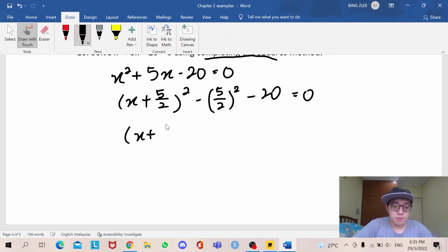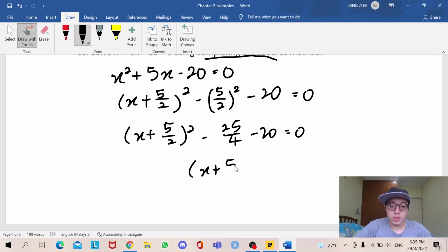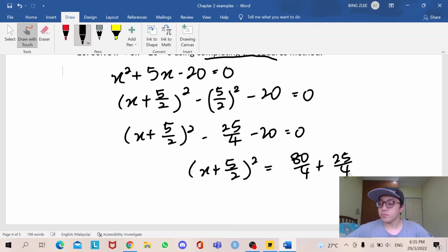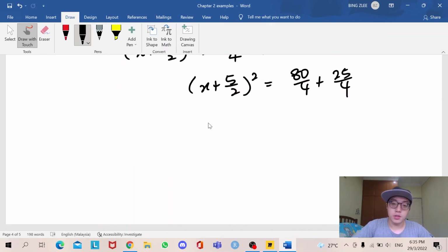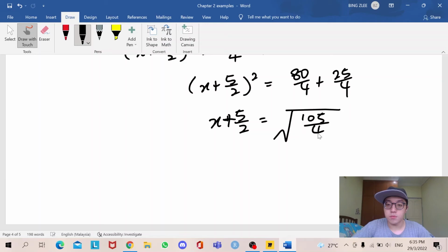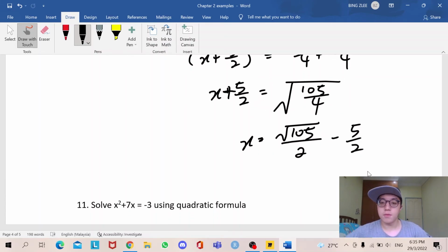So from here, we can further continue. Minus 25 over 4 minus 20 equals to 0. And then we will need to make x the subject. So we will get 80 over 4 plus 25 over 4. Then from here, we further continue to x plus 5 over 2 is equals to root 105 over 4. And x is equals to root 105 over 2 minus 5 over 2. And this is in the exact form, or you can press your calculator.